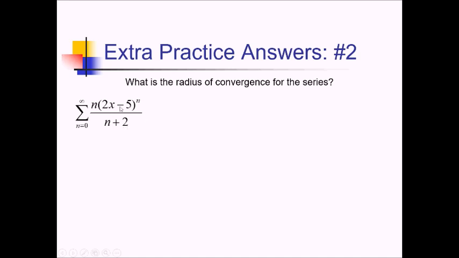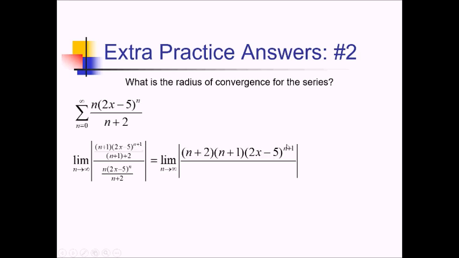So n plus 1th version of this, that's going to be n plus 1 times 2x minus 5 to the n plus 1, all over n plus 1 plus 2, or n plus 3, however you want to write that. And downstairs we just have all of this stuff with no change, so just the nth version of that. Same change flip, multiply by the reciprocal to simplify our fraction. We have an n plus 2, we have an n plus 1, we have a 2x minus 5 to the n plus 1. All of that upstairs. And now downstairs, this is n plus 3.